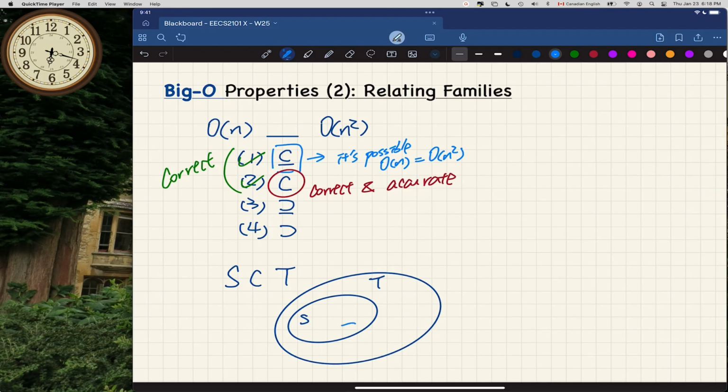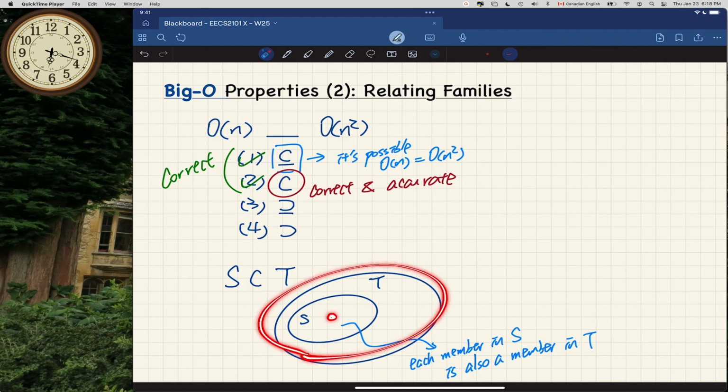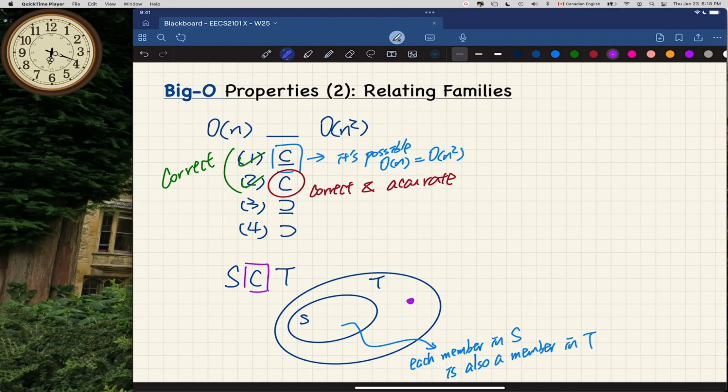Number one, we say that each member in S, the smaller set, is also a member in T. That one's obvious. If I say something that's in here, of course that's also in the bigger set, that's for sure. The more important point is the second one. If that's a proper subset, that means I can find at least one member in T that's not a member of S. Very important point here, okay?